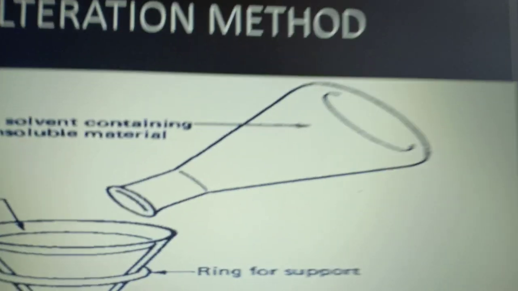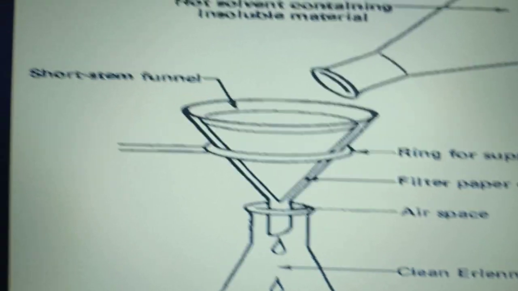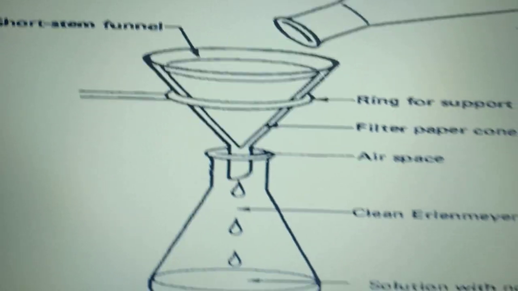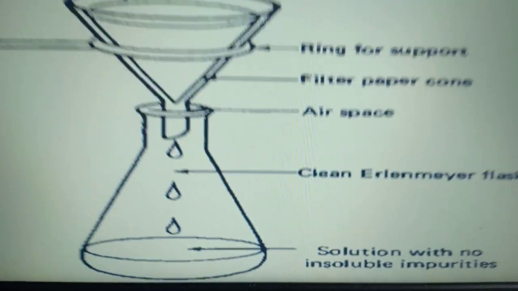Here is hot filtration. This is a hot solvent which is being mixed with the insoluble material, and they have to be bifurcated, so they are using a short stem funnel to bifurcate them into filtrate and the residue.